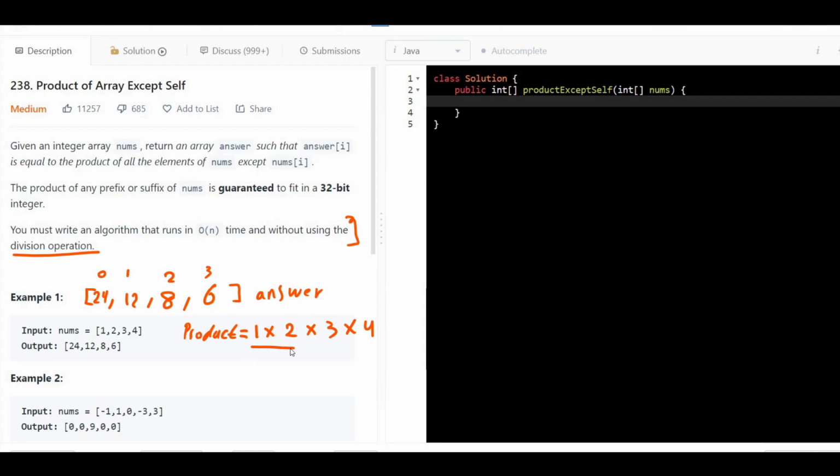In other words, we can divide by that number. We can divide by 1, and of course when we divide, these two will cancel out, and now we'll have 2 times 3 times 4, which is 24. Now if you want to go to the number at index 1, we can divide by 2. This and this will cancel out, and we will have 1 times 3 times 4, which is 12. Same thing for the number at index 2. If we want to get rid of the 3, we can divide by 3, and of course they will cancel out. 1 times 2 is 2, 2 times 4 is 8, and so on. So unfortunately, we cannot do this. We cannot use the division operation.